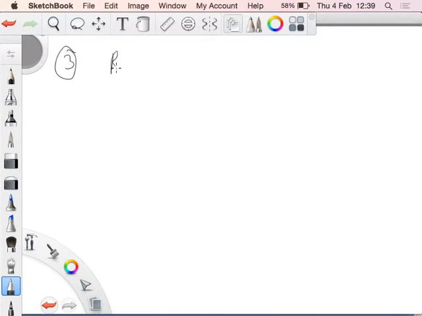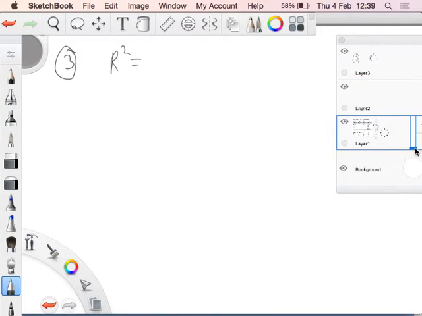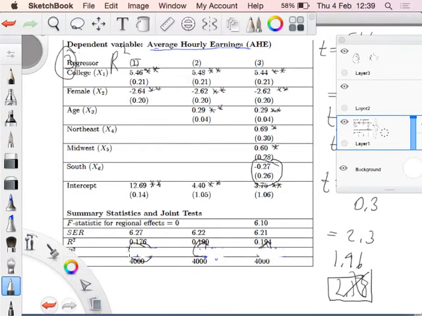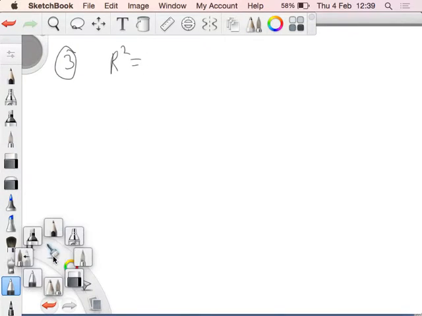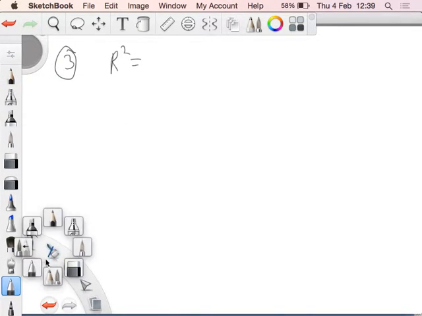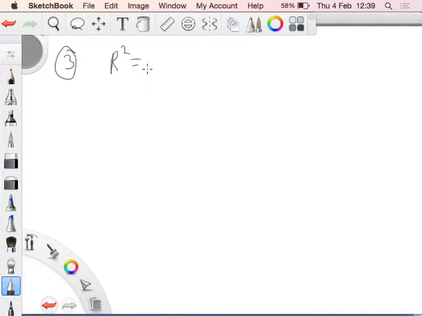Number 3 says, calculate adjusted R squared for each of these. If you notice, what you don't have in the table is the adjusted R squares. We have the R squares. Would it be useful at all having just R squared? What do you think? It won't be, because for multiple regressions we need to use adjusted R squared to measure the goodness of fit.